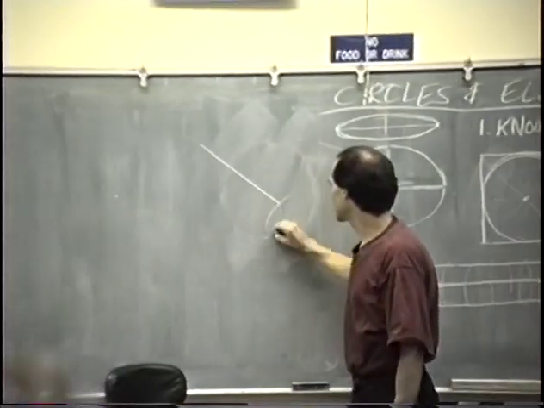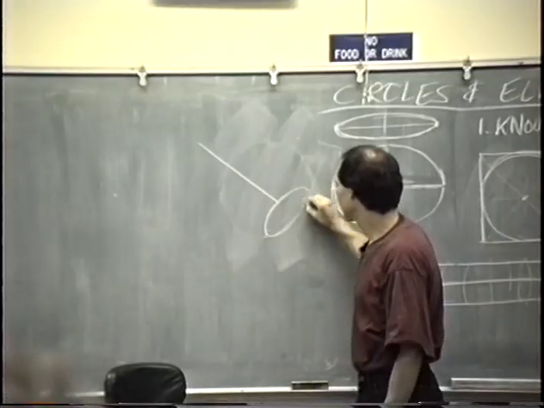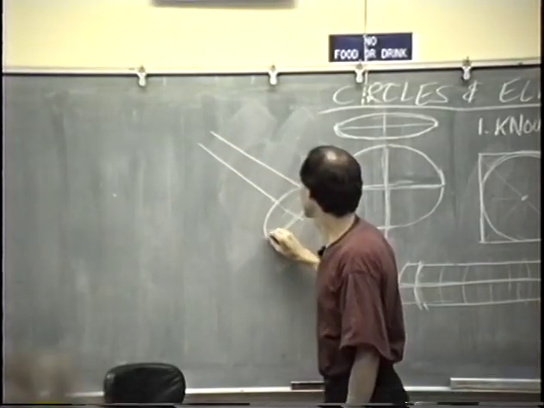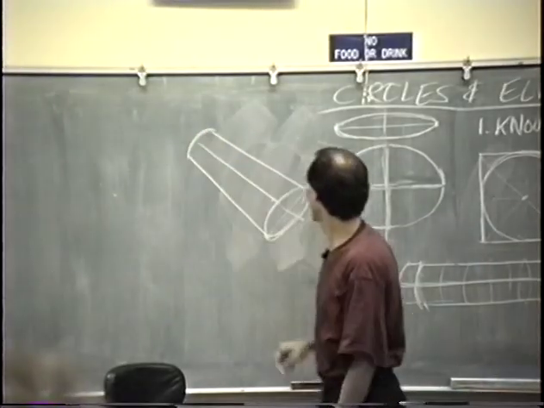If you tilt this cylinder so that it's in a position like so, or even if it isn't a cylinder, it can be a cone like that.